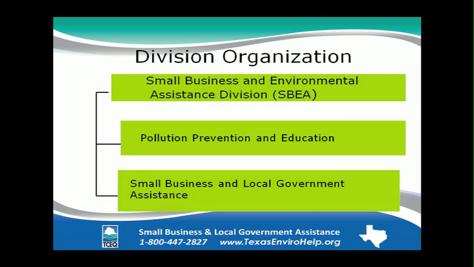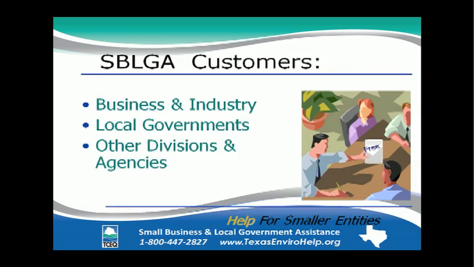This is our organization chart. We're under small business environmental assistance. We had 2 sections under our program. It was pollution prevention and education, which is now just education, and then the small business and local government assistance program, which is us. And we pretty much do what our title says we do. We assist small business confidentially and free.